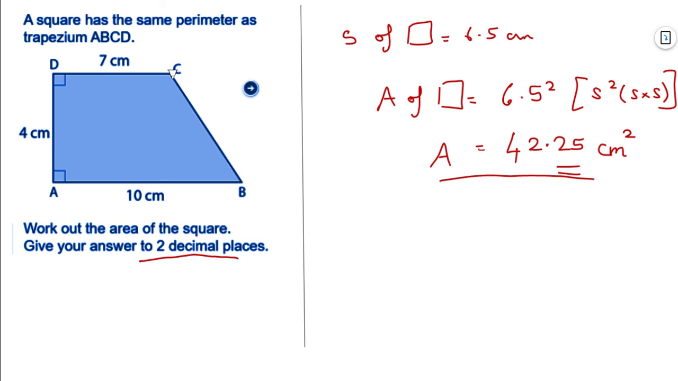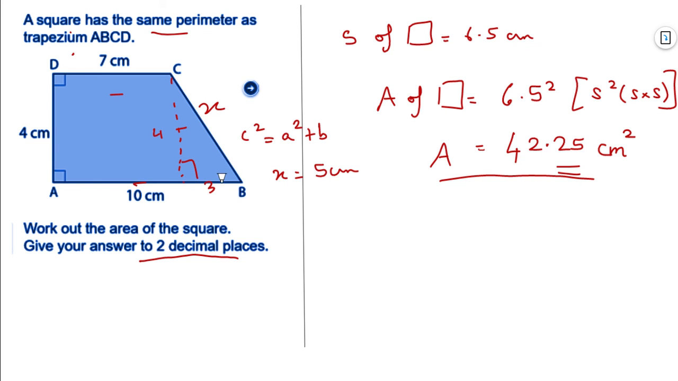Let's have a quick recap. First part was that I needed the same perimeter for the square and trapezium. For that, I needed the trapezium perimeter, and for that, I needed this missing side that was x. I divided it into a right angled triangle. I solved using the Pythagoras theorem, that is c squared equals a squared plus b squared. I took this length as 4. I took this length as 10 minus the 7, which got me 3. And then I got my x as 5 centimeters.